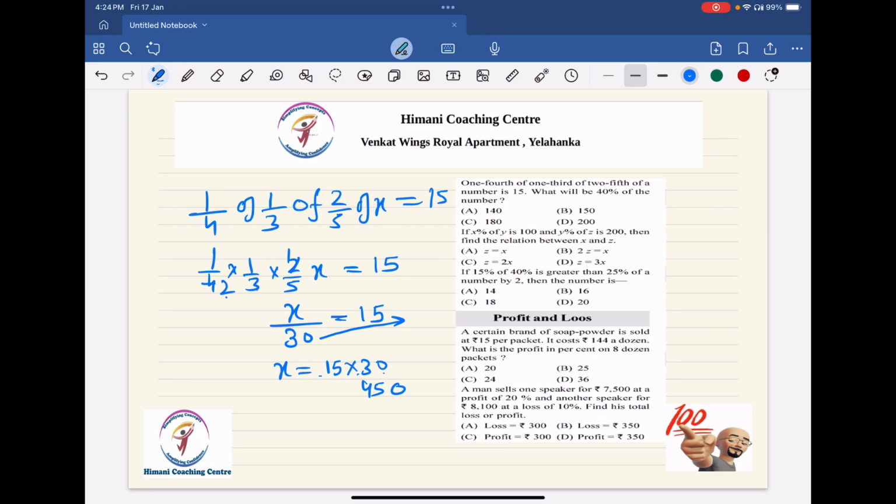Now the question is, what will be 40% of that number? So let us do that. 40 by 100 into 450. That is how we find the percentage. So 0 and 0 cut. 4 5s are 20, 4 4s are 16 and 2, 18. So 180 is the answer.